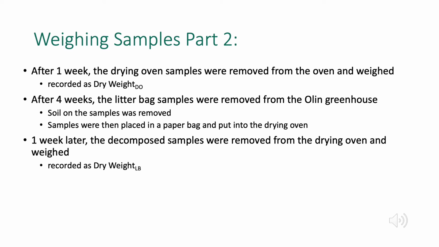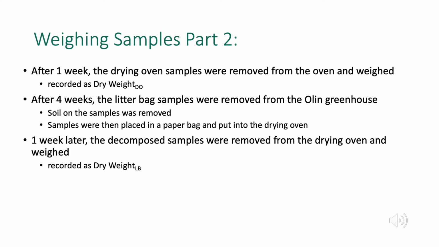After 4 weeks, the litter bag samples were removed from the Olin greenhouse. Any soil on the samples was removed using brushes and water. This was an important step to ensure the most accurate weight as possible once the specimens were dry. The 5 paper bags containing specimens from each of the 5 tree species were then placed in the drying oven. 1 week later, the decomposed samples were removed from the drying oven and weighed. The weight for these specimens was recorded as dry weight LB, for litter bag.